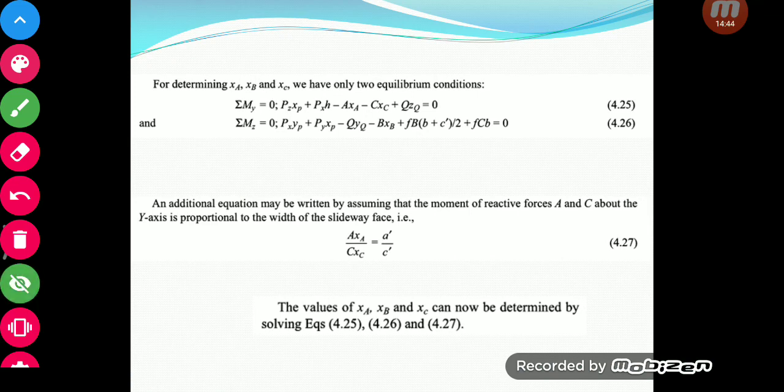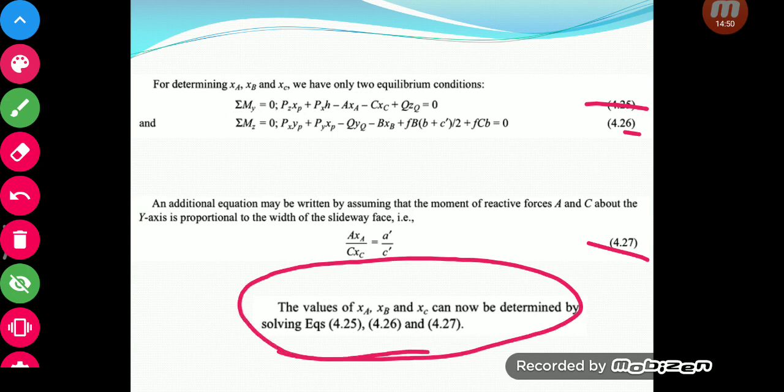So solving these equations 4.25, 4.26 and 4.27, the values of Xa, Xb and Xc can be determined. In the next session we will see how, from these values Xa, Xb, Xc, we ultimately determine the type of pressure pattern that is developed on each slideway.